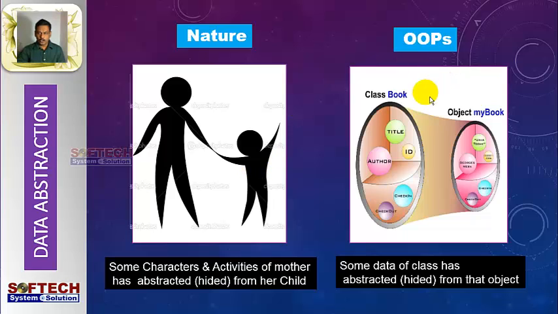In object-oriented programming concept, already one class is there. For example, class book. That class consists of title, author, ID, check-in, check-out. Then we create an object from that class. All properties and functions of that class are available in my book, the object of my book.